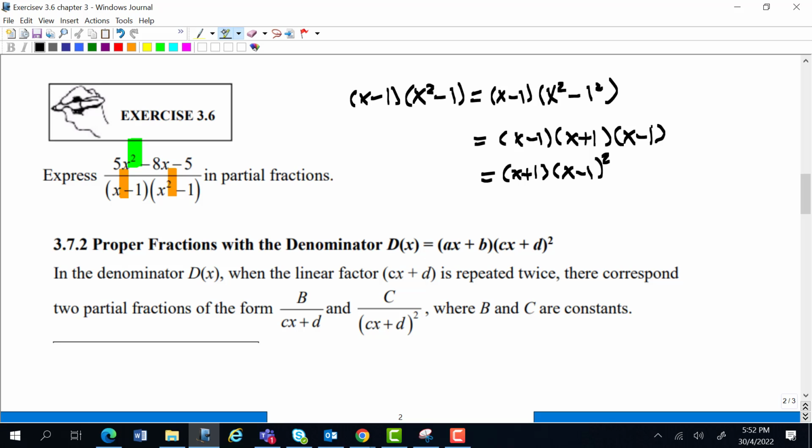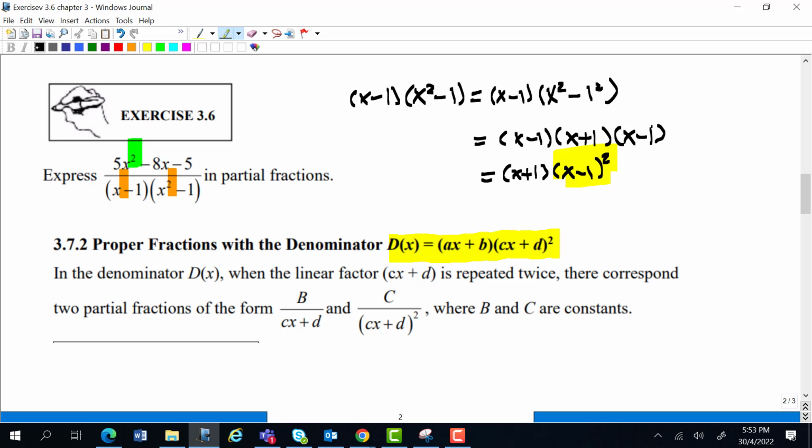So this is the case where you have denominator equal to ax plus b, which is x plus 1, times cx plus d squared, where c is 1, d is minus 1. So this is the type of the denominator. Now in this case, because cx plus d power 2 is repeated 2 times, when you do a partial fraction, when you break up, you get b over x minus 1 plus c over x minus 1 squared.